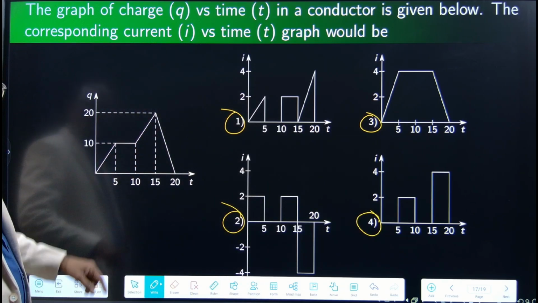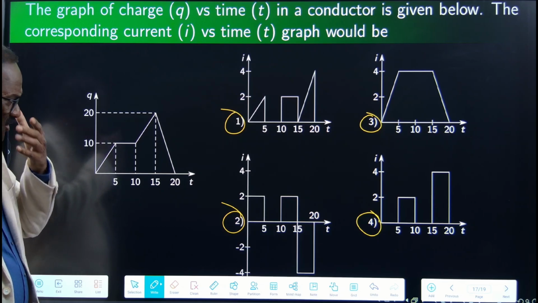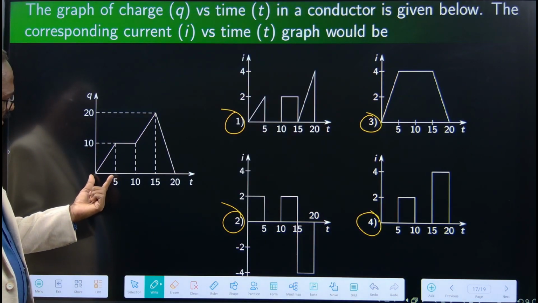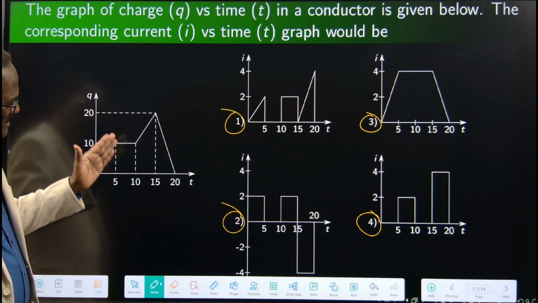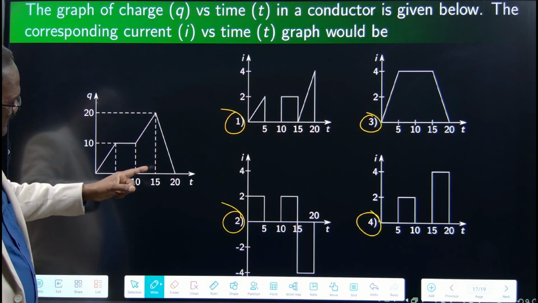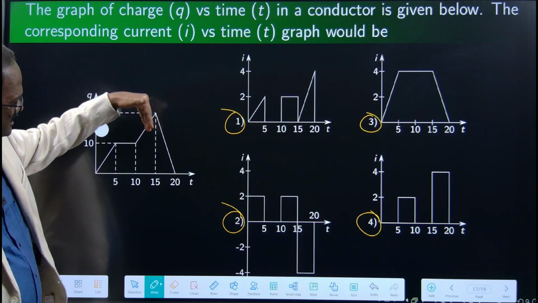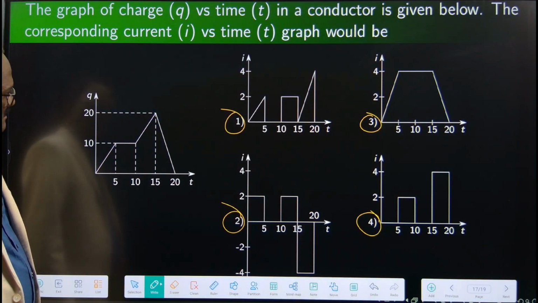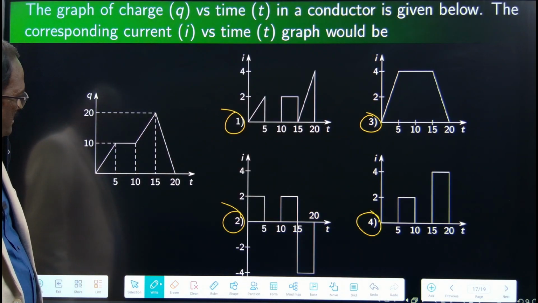Q versus T is in the question. Like in the previous problem, Q is varying here. 0 to 5 seconds it is varying. 5 to 10 seconds Q is not varying. 10 to 15 seconds it is varying. 15 to 20 seconds it is again varying. It is increasing, then constant, increasing, then decreasing. This is the nature of Q versus T. Which graph is most suitable for this question?